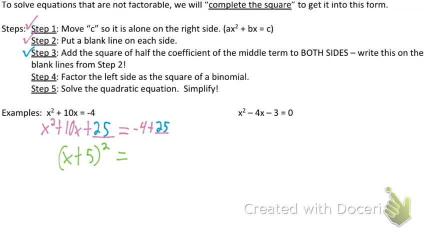Questions on how this in the pink and blue in that step turned into the green? What is negative 4 plus 25? Negative 21. I'm going to write that down there.